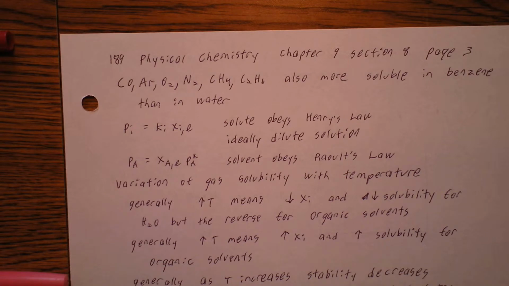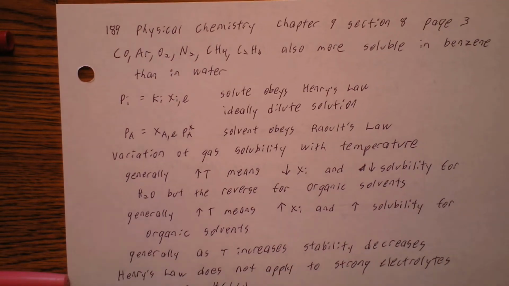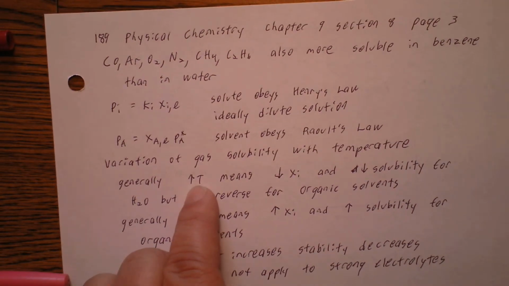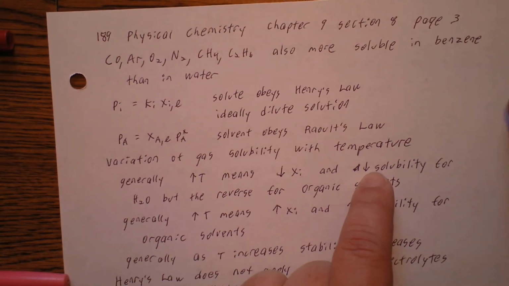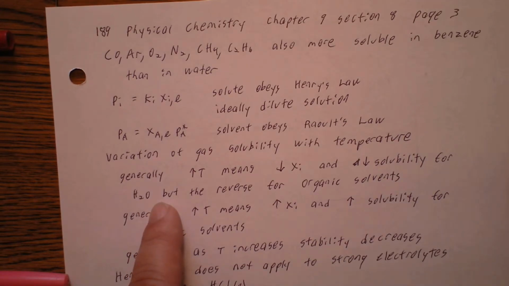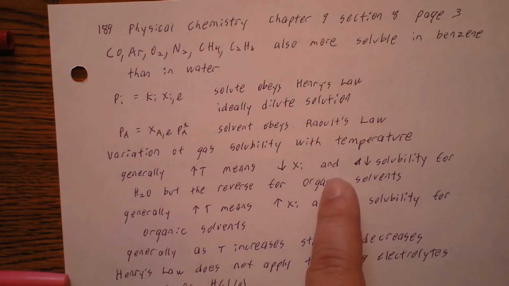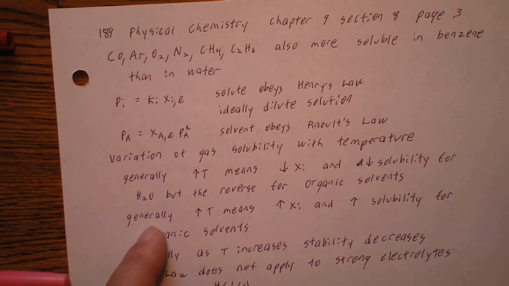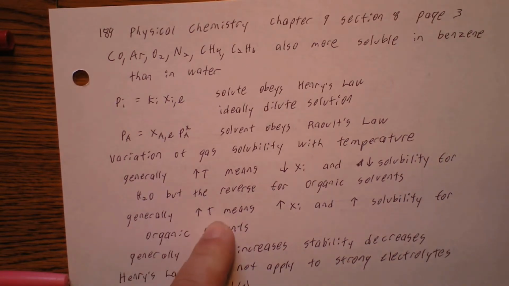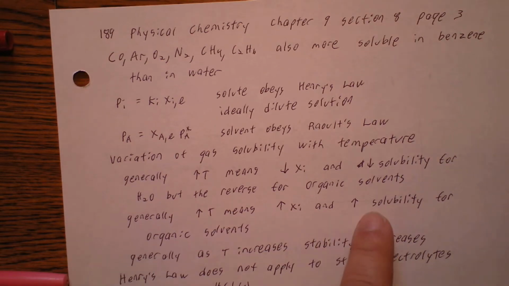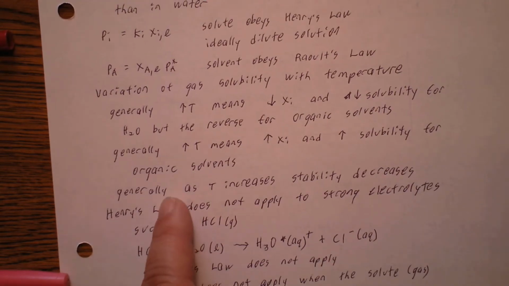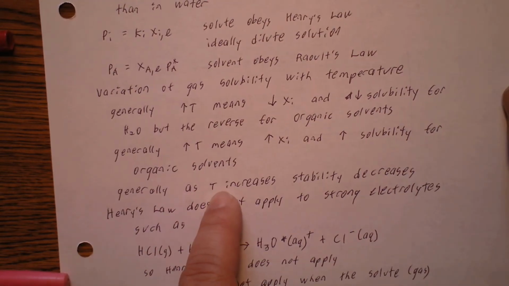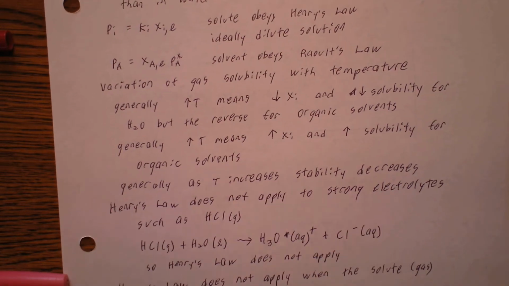Now let's talk about variation of gas solubility with temperature. Generally speaking, if temperature increases, the mole fraction decreases, and therefore solubility decreases for water, but then again it's the reverse for organic solvents. So if you have increasing temperature, that means increasing mole fraction, increasing solubility when you have organic solvents. Although generally speaking, when you have temperature increasing, solubility is decreasing.